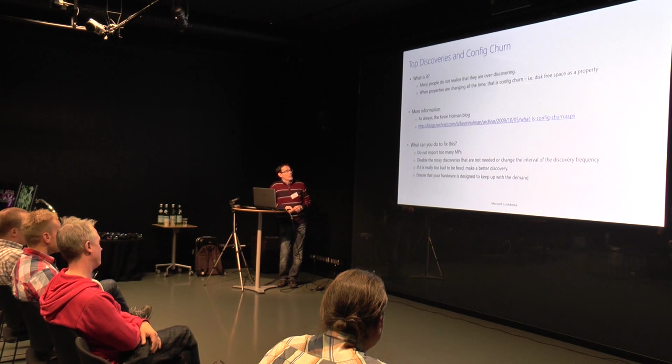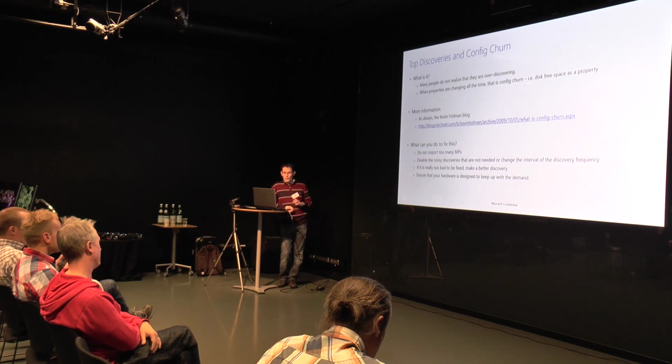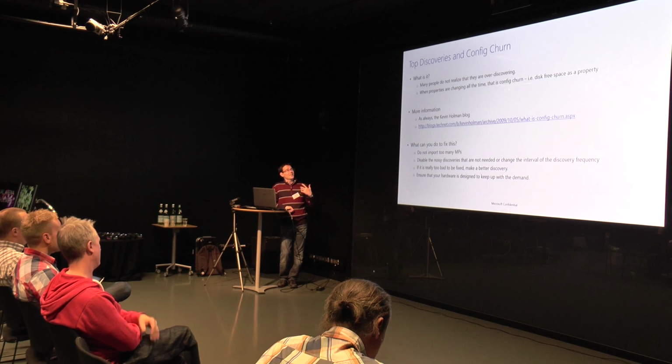Discoveries in Confiction. Confiction is when you're discovering a property that is changing all the time. For instance, like it says there, disk free space. You're discovering disk free space, but that's something, especially on a file server, that's changing all the time. Every time you get a new property, it has to go through the whole process again. That's Confiction.